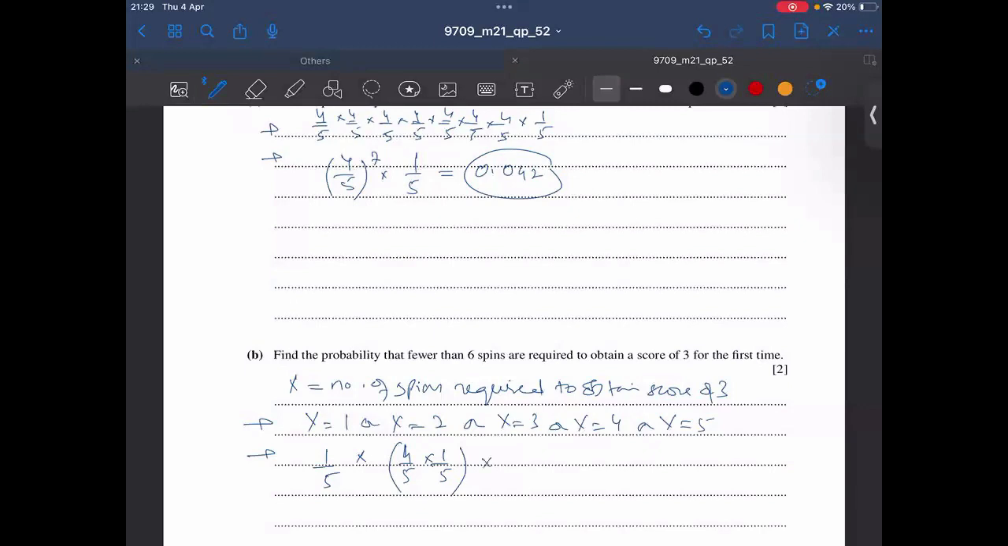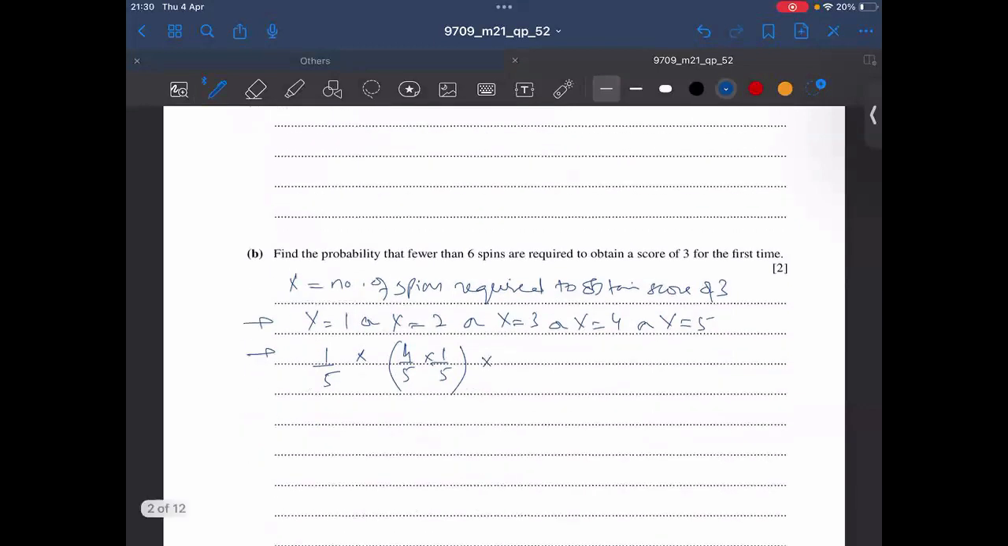Just a second. Let me just complete this. So it's going to be 4/5 times 4/5 times 1/5. So fewer than 6 spins means, and then we have 4/5 to the power of 4 times 1/5.